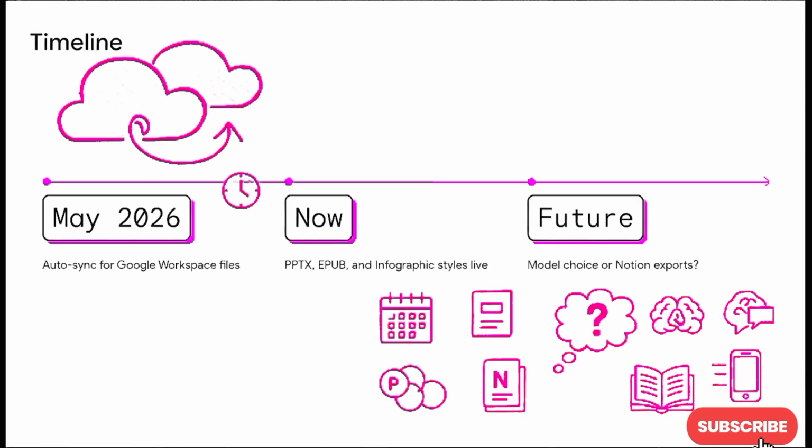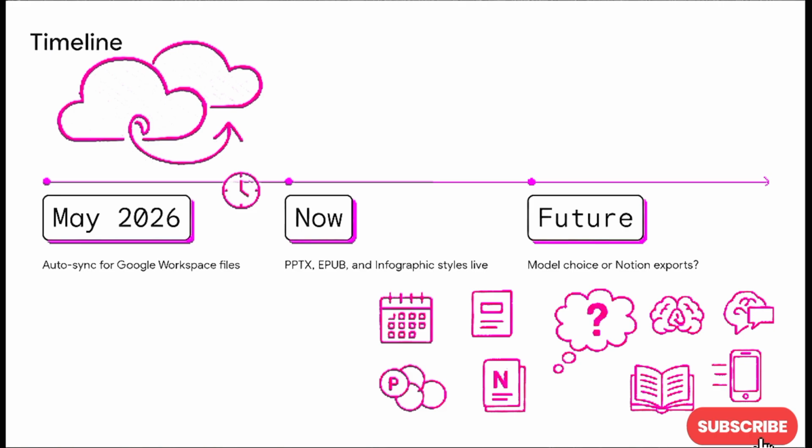So, where is all of this heading? Looking at the timeline, that May 2026 Autosync for workspace files was a massively confirmed win. And right now, features like PPTX exports, EPUB support, and those 10 infographic styles are fully live and ready to use. But looking out into the speculative future, we really have to wonder, will users ever actually get model choice?